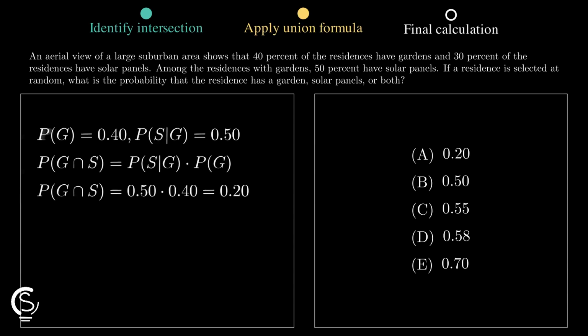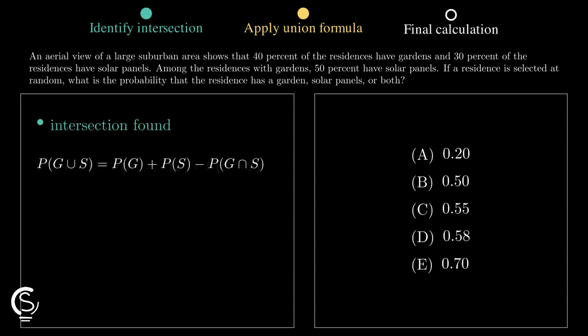Now use the Inclusion-Exclusion Principle to find the union. Add the individual probabilities of having a garden and solar panels, then subtract the intersection we just calculated for the result.